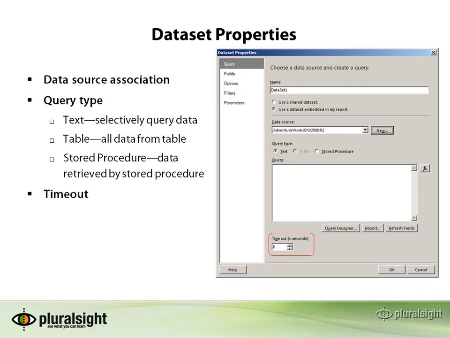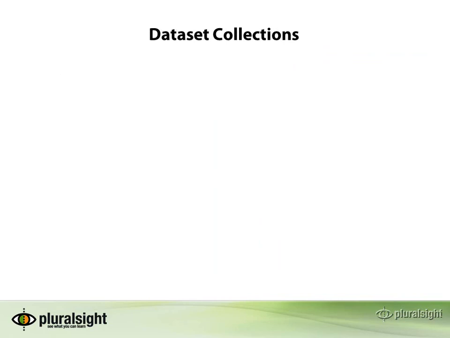Another important property that you have in the dataset is the Timeout property. By default, it's set to 0, which means the query will wait indefinitely for the data source to return data. If you want to put a time limit on the query and fail the report if the data source is taking too long, you can put in the maximum number of seconds that you want to wait as the timeout value.